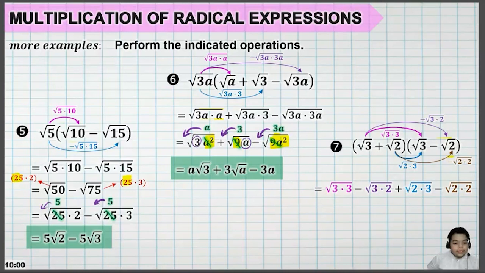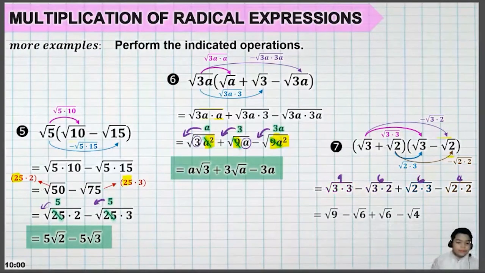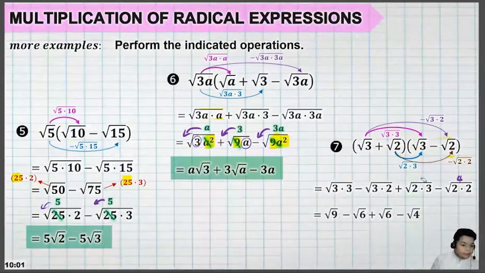So dito sa baba, sa equation natin, simplify na lang natin to. So 3 times 3 is 9. Ito magiging 6. Ito magiging 2 times 3 is 6. Ito magiging 4. So lagay lang natin sa loob ng square root. Ito yung magiging itsura nila. Kopyahin lang nyo lang yung plus tsaka yung minus na operations. Now we have square root of 9 minus square root of 6 plus square root of 6 minus square root of 4. In this case, we just need to simplify this following expression.